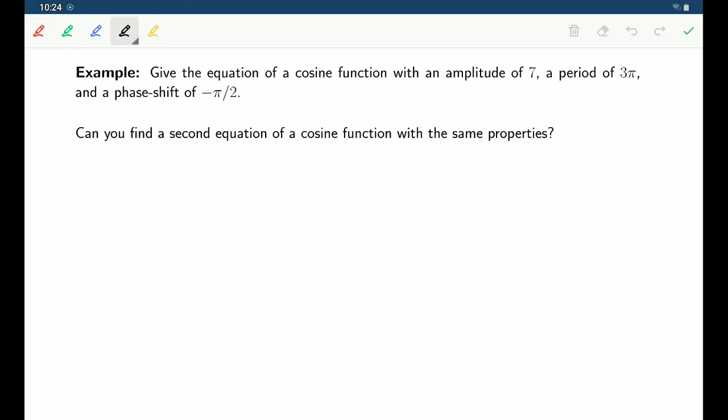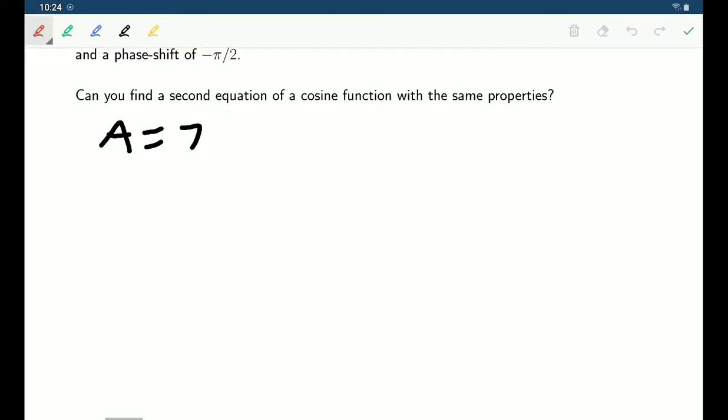We know if it's got an amplitude of 7, that tells you that the absolute value of a must be 7. So you have two choices here. Either you could take a being 7 or a being -7. I'm going to choose to use a value of a being 7.